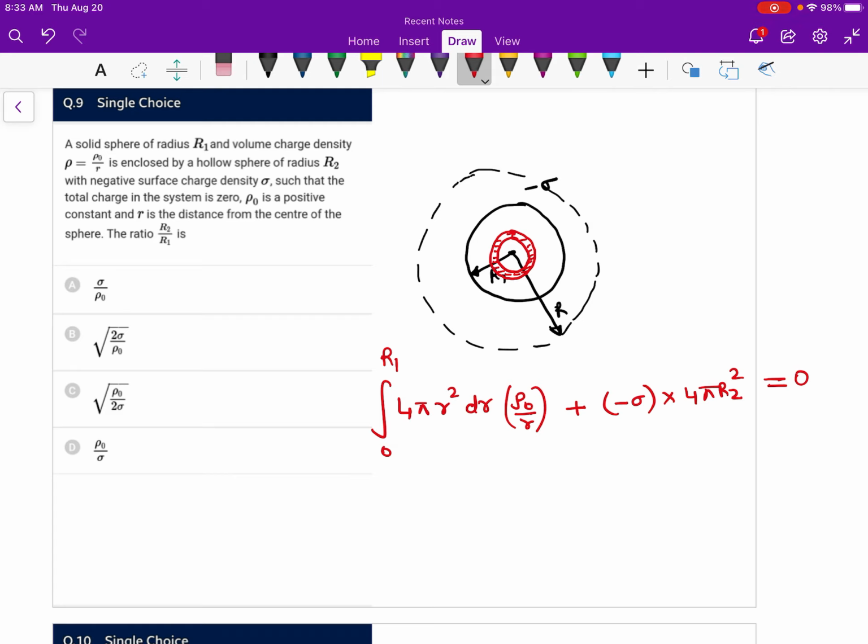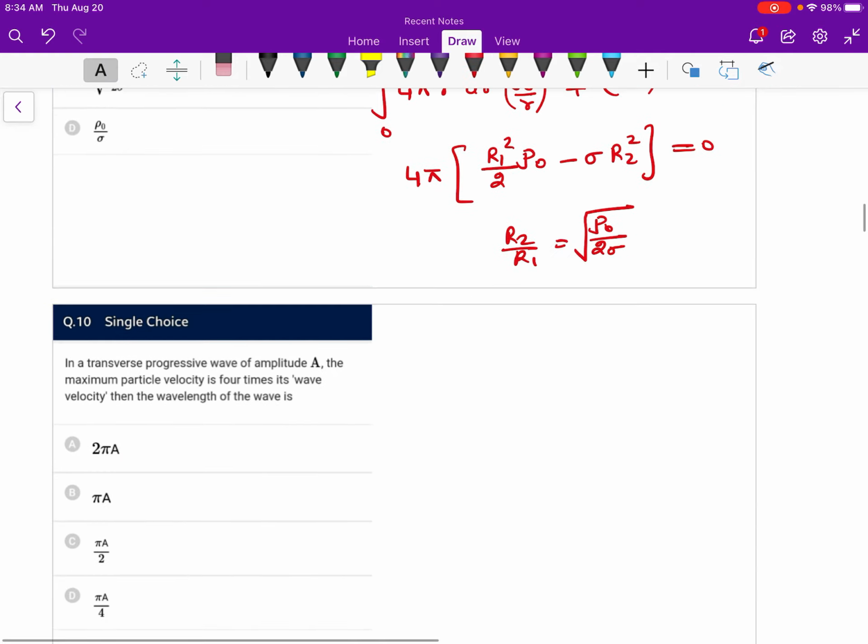So 4 pi comes common. Okay, so this is R1 square by 2 into rho naught minus sigma R2 square is equal to 0. So R2 by R1 is rho naught by 2 sigma whole under root. So C is the correct option.